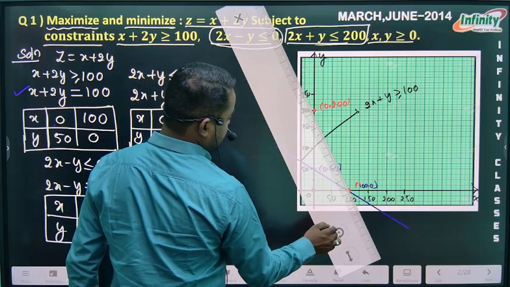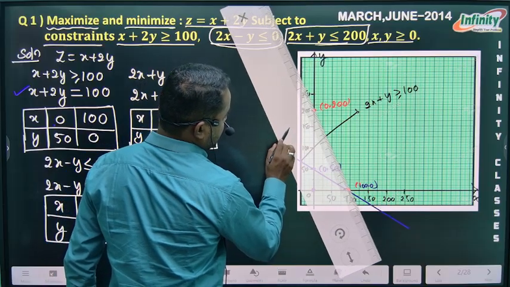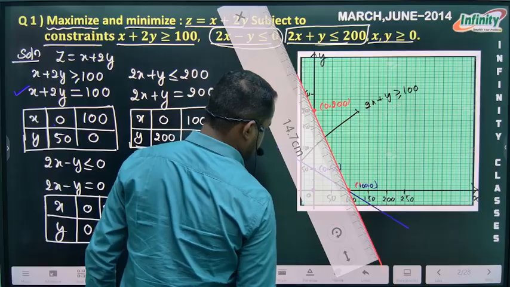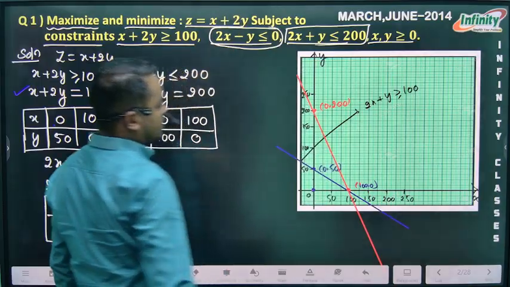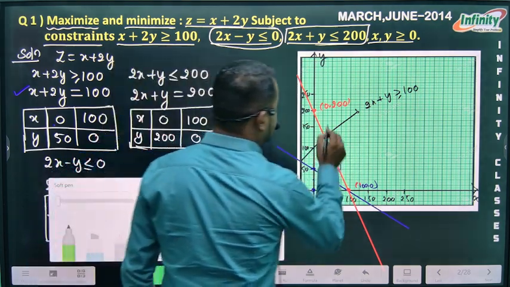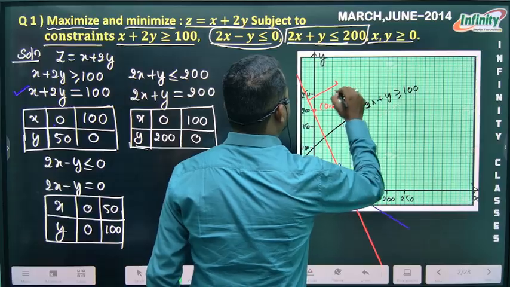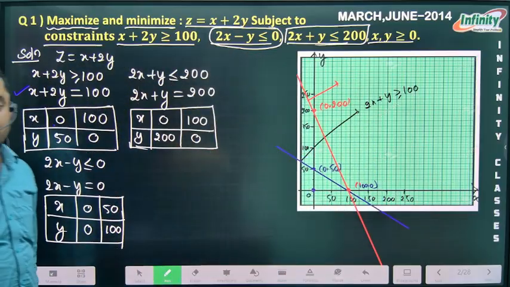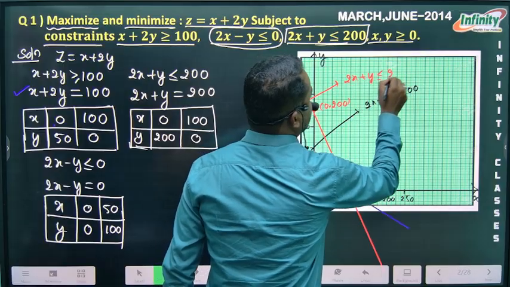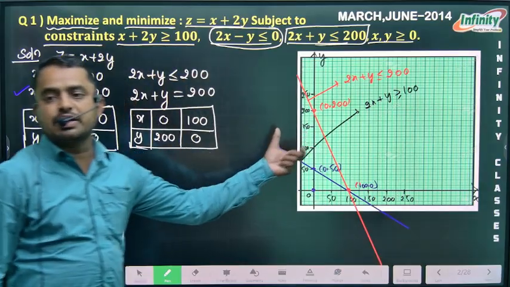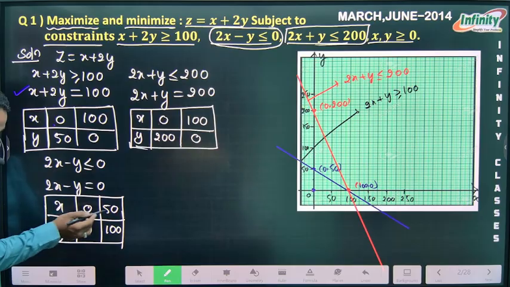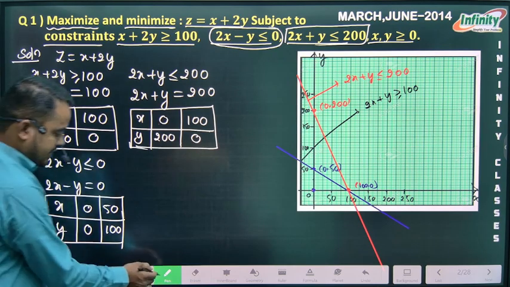100, 0. Draw the straight line, and write the equation for this one. What is the equation for this line? That is 2x plus y less than or equal to 200. Now the third constraint, that is x 0, y 0, x 50, y 100.